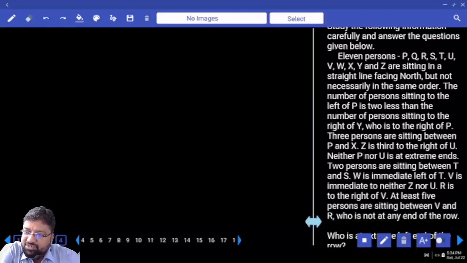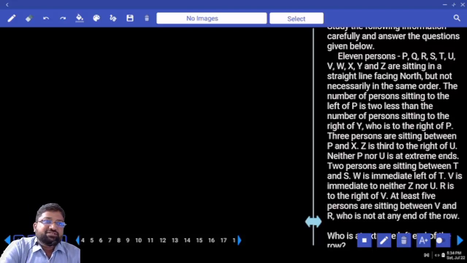11 persons P, Q, R, S, T, U, V, W, X, Y and Z are sitting in a straight line facing north, but not necessarily in the same order. What is the total strength? 11. Everybody is sitting in a line facing north.